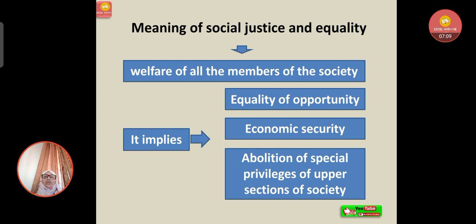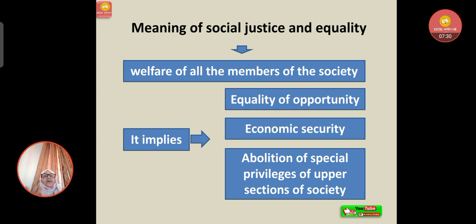Social justice and equality have vast dimensions and cover almost everything which promotes the welfare of all the members of the society in general, and in particular the welfare of the weaker or backward sections of the society. Now what does it imply?